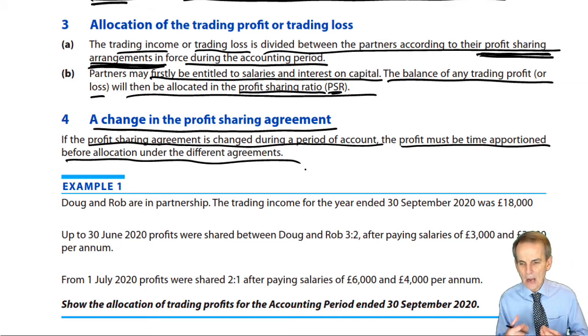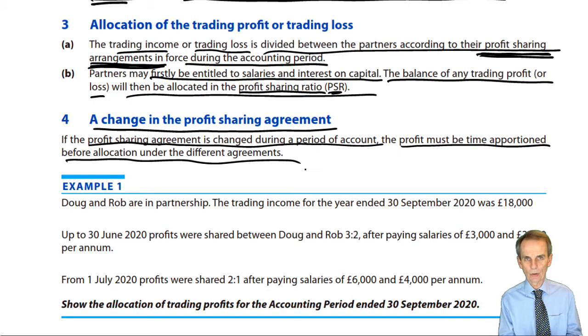Now, the only thing that is an issue here, if you're going to make a mistake, because this is purely a mechanical exercise, there's no theory involved, it's just mechanical. But if you're going to make a mistake here, it would be when you deal with the old agreement and the new agreement, the salaries and the interest on capital. Because salaries are per annum.